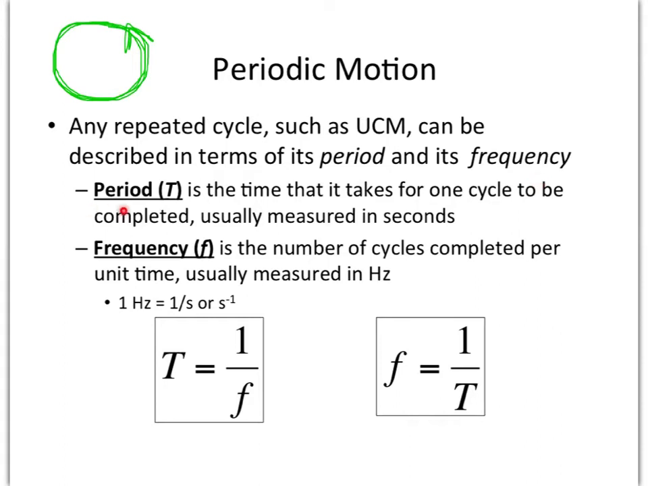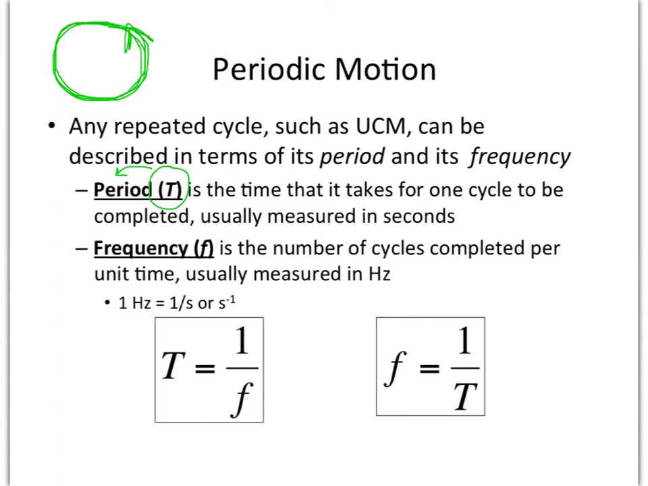Period refers to a time period, and that's why period is indicated by a capital T. I'm going to circle that right there. Don't think of it as P, and P is power or momentum anyway. So think of it as time period, all right? A time period, and that's why we call it a capital T, all right? It's the amount of time it takes for one cycle to be completed, all right?